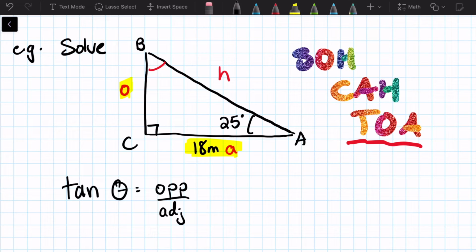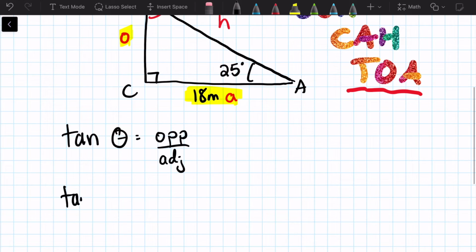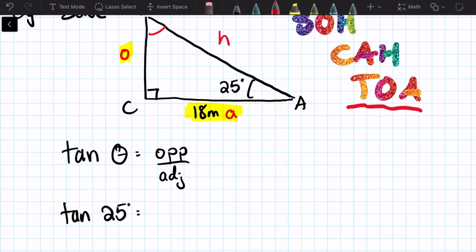So remember, our tangent ratio is the opposite over the adjacent. This is just like any other trig question you did last week. So we're going to plug in everything we know. Our angle is 25 degrees. Our opposite we don't know, so I'm just going to leave it as opposite for now. Or we can also call it side A, because remember, angle A and side A are related. But I'll just leave it as the opposite. Our adjacent is 18.